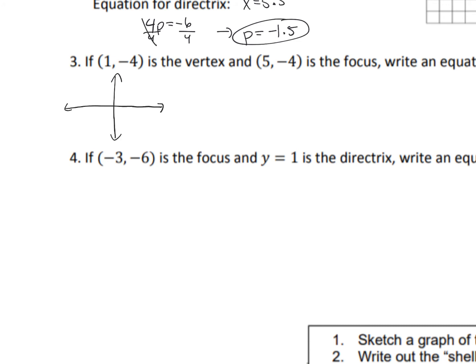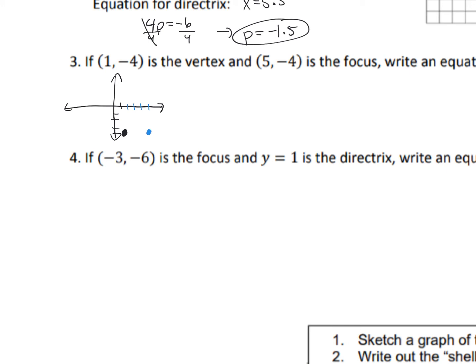Right, I have my coordinate plane here. 1, -4, okay, 2, 3, 4, somewhere down here. That's our vertex. That's that important vertex there. And then we have 5, -4 is the focus. So I'll do that in blue. So 5, 1, 2, 3, 4, 5, -4.